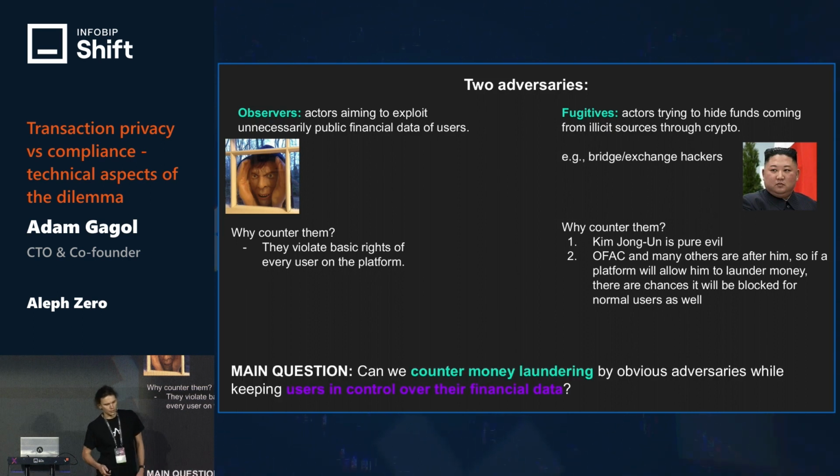So the main question is, can we actually counter money laundering by these obvious adversaries while still keeping users in control over their financial data? That is, without introducing a mechanism in which someone would be able to peek into our data without our knowledge and consent. Our goal is to have a paradigm in which there will always be consent from a user to reveal the data.